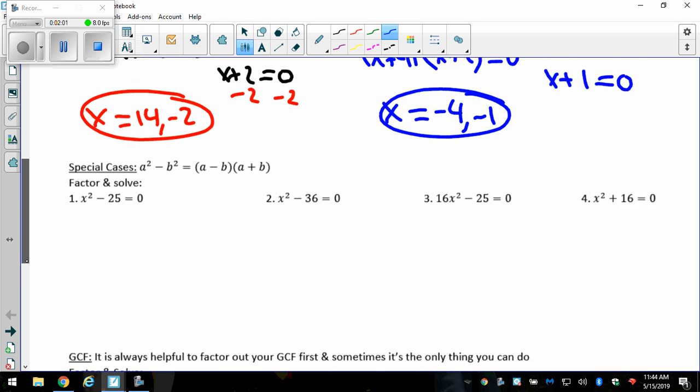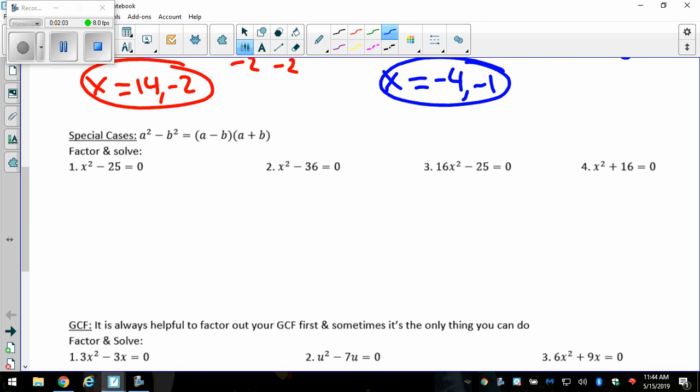Other types of factoring. This is a special case where if you square root your a and your b, you're just going to put a plus and minus between them. So the idea I think here is, what are the factors of negative 25 to get to 0? Because your middle term is missing. So that would be a positive 5 and negative 5. And that was a 0. Again, set each part equal to 0. You get negative 5, 5.